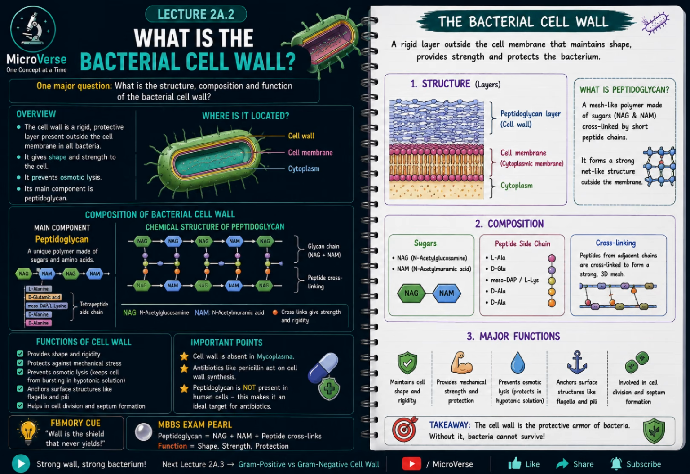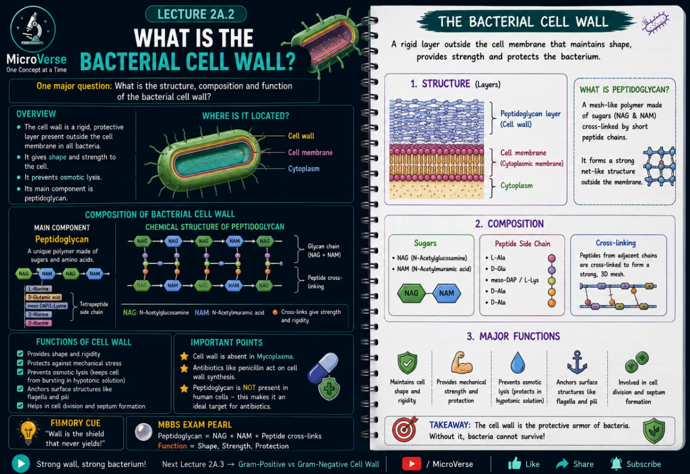Then why is the cell wall important? The first major function is maintaining cell shape. The rigid wall helps bacteria maintain their characteristic morphology. Without appropriate structural support, the cell cannot maintain its normal form. Then the second one is protection against osmotic lysis. This is one of the most important functions.